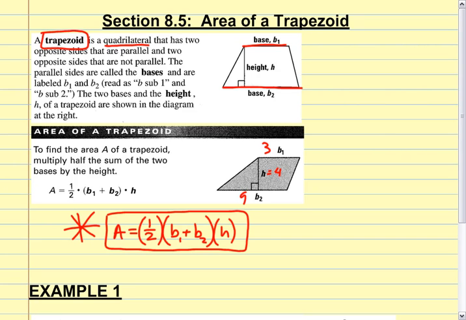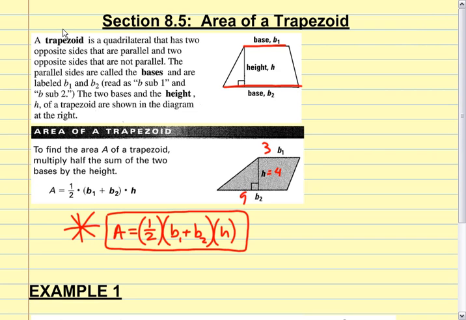Folks, Section 8.5 is the area of a trapezoid. Now remember, we talked about this yesterday, that a parallelogram has two pairs of parallel sides. The top and bottom are parallel, and the left and right are parallel. But a trapezoid only has one pair of parallel sides. So when you look at this picture, those two sides are parallel, but the other two are not.